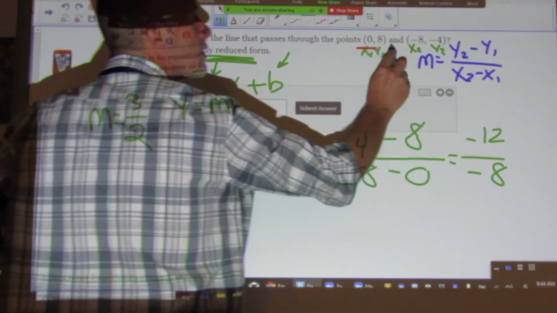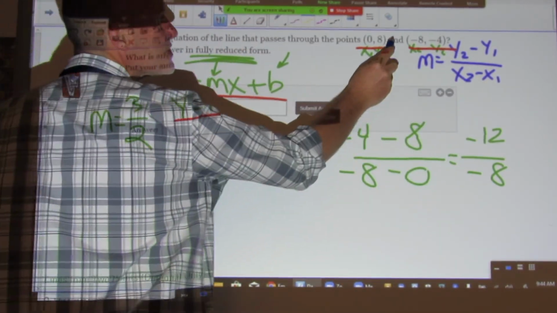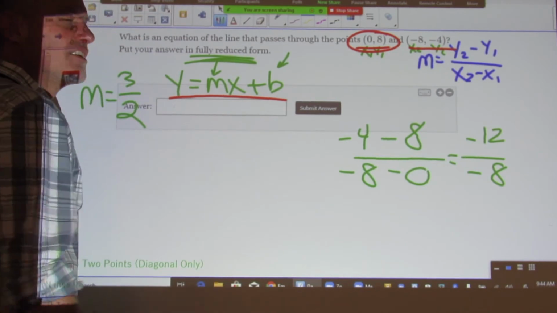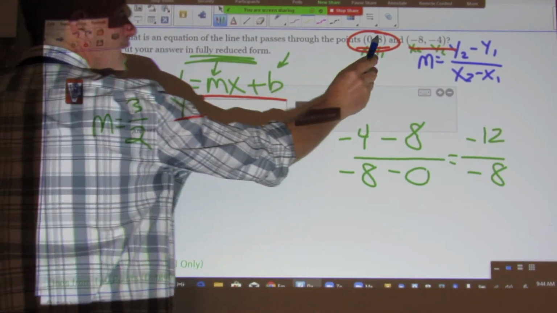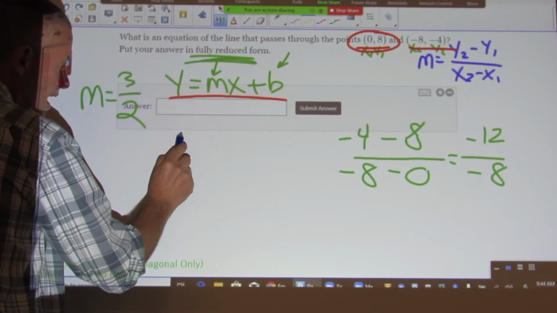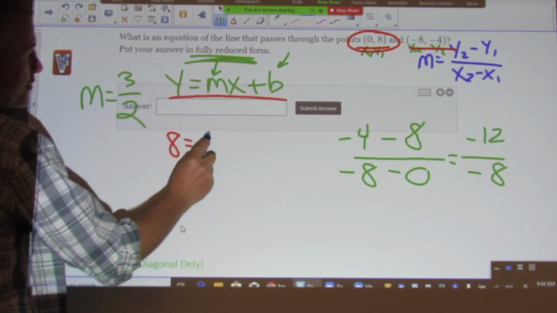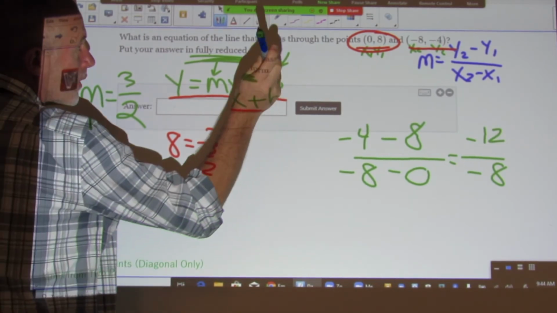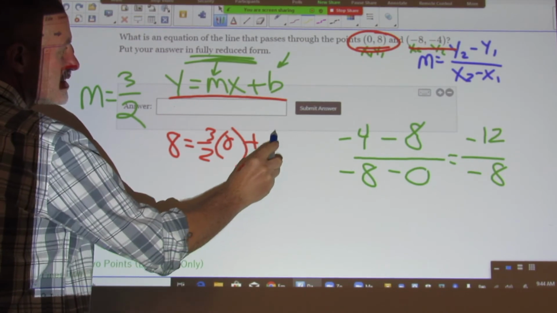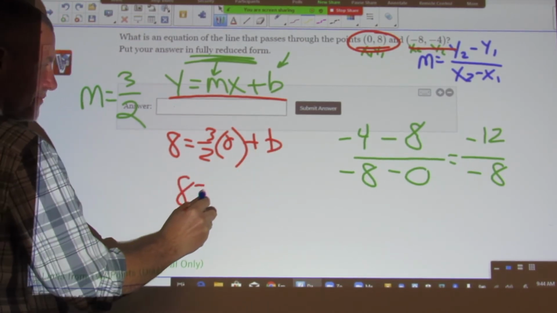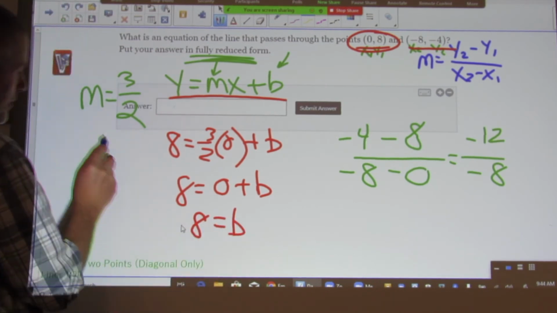Looking at these 2 coordinates, if I'm going to pick one to put into this equation, I'm certainly going to choose 0 and 8 over -8 and -4. I think you agree. So I'll put my y in for y, the 8 in for y, I should say. My slope was 3 over 2. My x is 0, which I like because that'll make this equation super easy. My b is 8.